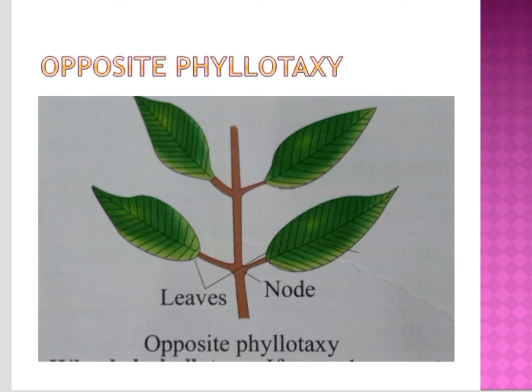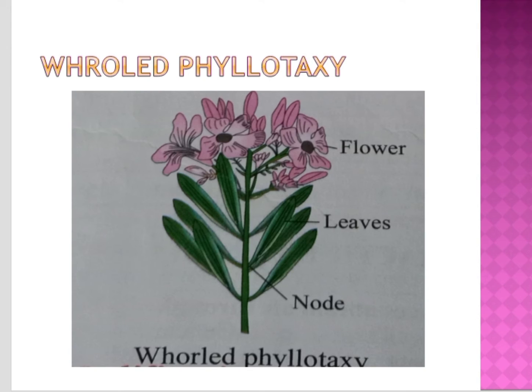Next, coming to the opposite: at each node, if two leaves arise, we call it opposite. We see it in calotropis and guava, etc. Fine. Next, coming to the last one, whorled phyllotaxy. If more than two leaves arise at a node and form a whorl, we see this in Nerium and Alstonia. So this type of arrangement we call whorled phyllotaxy. These are the three types of arrangement of leaves on the node of a stem or any branch. This pattern we call phyllotaxy. So three types, and the examples are very important.